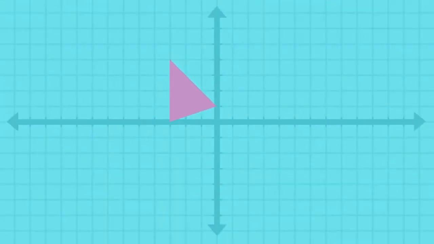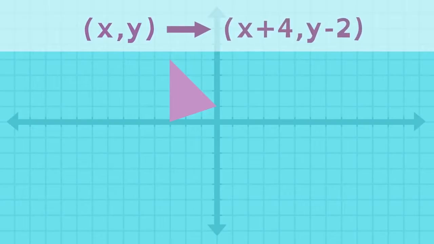Then, to show where the shape is moving, we can use a mapping notation, like this, to show the translation. If we move positive 4 on the x-axis, then we know to move the shape 4 to the right. And if we use negative 2 on the y-axis, then we know to move the shape 2 down on the coordinate plane. Now we know which direction to slide the shape.